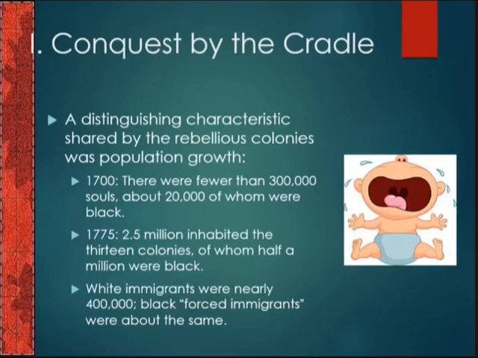800,000 people migrated to the mainland colonies in these 75 years. 400,000 of them were forced migrants, slaves from the west coasts of Africa. The remaining 1.4 million new souls were born in North America and were not likely to see Europe in their lifetimes. Loyalty to the crown was valued, but the colony was home.